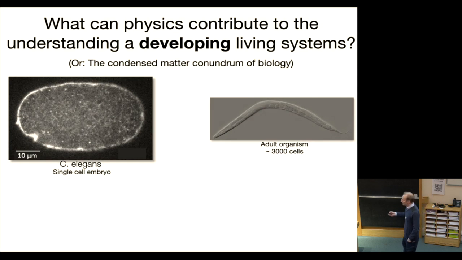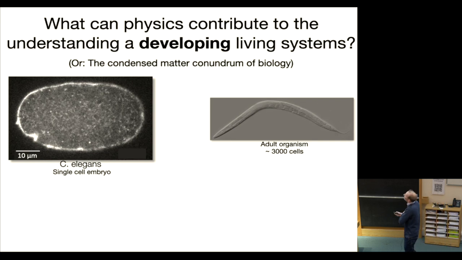And so the question that I want to specify a little bit, relative to what was asked before, is: what can physics actually contribute here to understand the development of living systems? I would alternatively title this as: what's the condensed matter conundrum of biology? And I'll illustrate this with another modern organism, C. elegans, single cell embryo on the left, fully developed organism here on the right. It's a half-millimeter long worm, and as an adult it has about 3,000 cells.